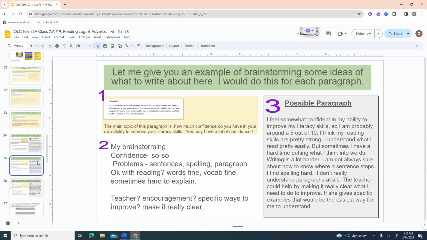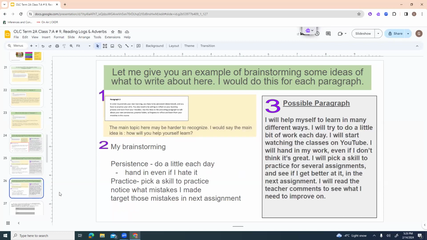So turning that brainstorming into a possible paragraph, here is what I've got. I feel somewhat confident in my ability to improve my literacy skills. So I'm probably around a 5 out of 10. I think my reading skills are pretty strong. I understand what I read pretty easily, but sometimes I have a hard time putting what I think into words. Writing is a lot harder. I am not always sure about how to know where a sentence stops. I find spelling hard, and I don't really understand paragraphs at all. The teacher could help by making it really clear what I need to do to improve. If she gives specific examples, that would be the easiest way for me to understand.